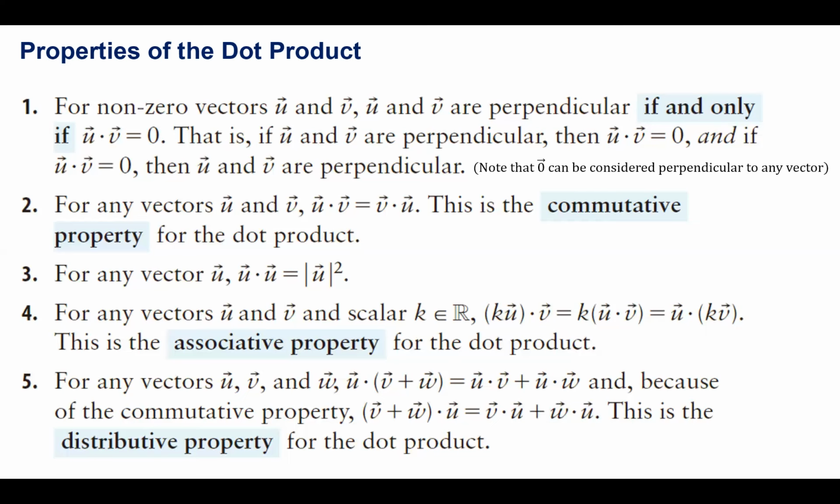Okay, last, for any vectors u, v, and w, we have the following relationship. Vector u dot product with the sum of vectors v and w equals the dot product of u and v plus the dot product of u and w. And because of the commutative property, this can also be written as the sum of the vectors v and w dot product with vector u equals the dot product of v and u plus the dot product of w and u. This is called the distributive property for the dot product.